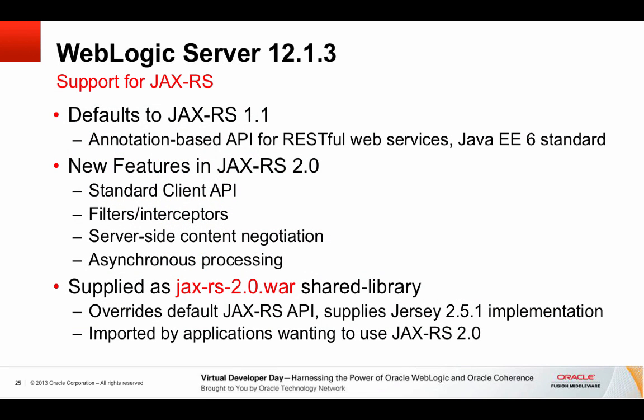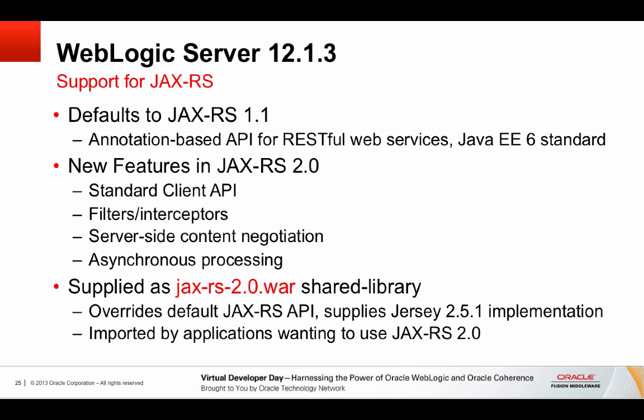WebLogic Server 12.1.3 has support for JAX-RS, so by default we'll provide the JAX-RS 1.1 runtime and API, which conforms to the Java EE 6 standard. But what we're also going to do in this release is provide an optional shared library that can be deployed, which provides the JAX-RS 2.0 API and the Jersey 2.5.1 implementation, and that can then be consumed by applications that wish to make use of JAX-RS 2.0.